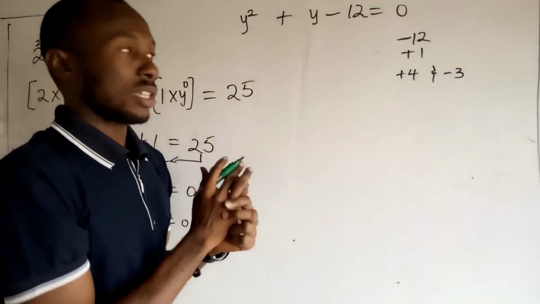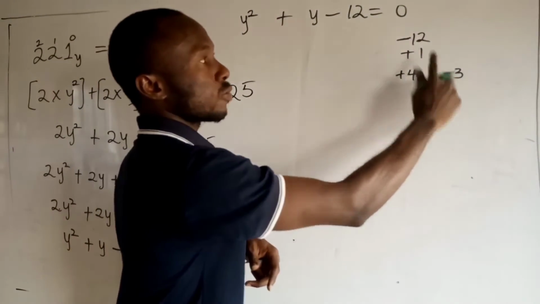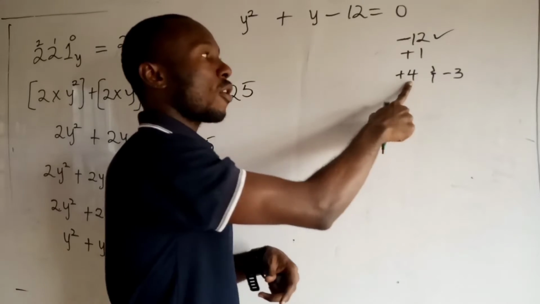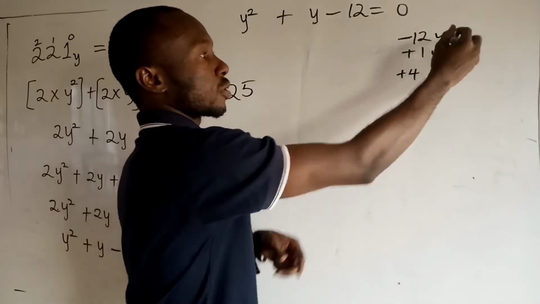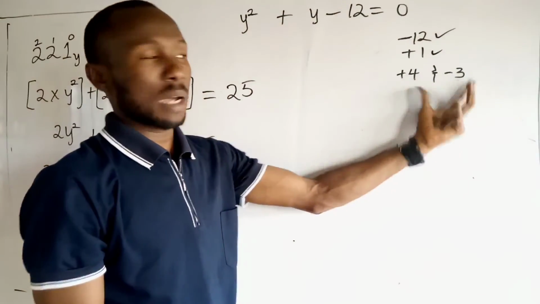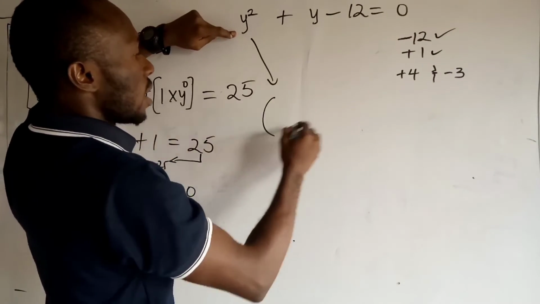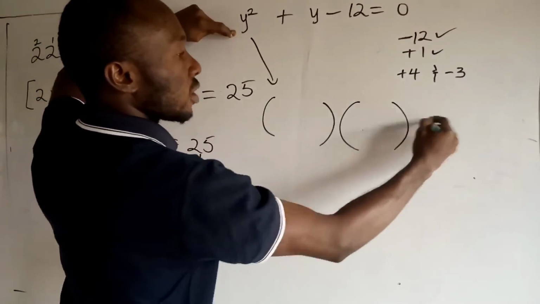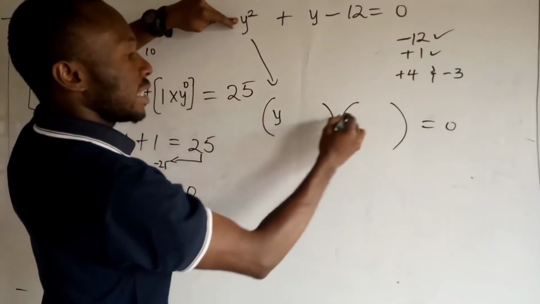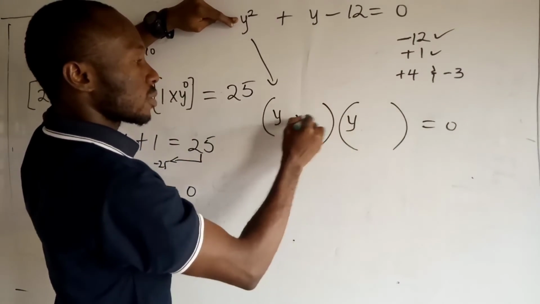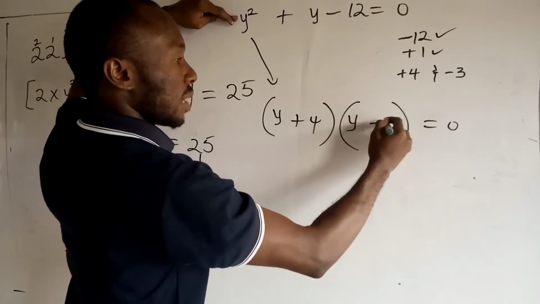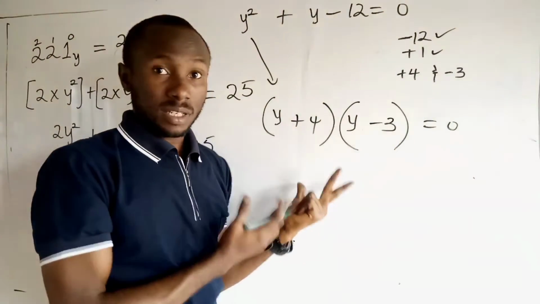Okay, why? Let us see if it is true. 4 times minus 3 will give me minus 12, and 4 plus minus 3 will give me plus 1. So the values are just 4 and minus 3. So I'm going to rewrite these guys as, I open a bracket like this, all equal to 0. So I have my y inside like this. So the first value is plus 4, and the second value is minus 3. I hope this is easy, right?